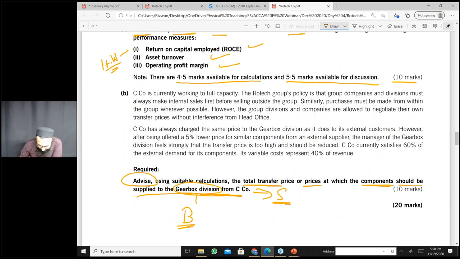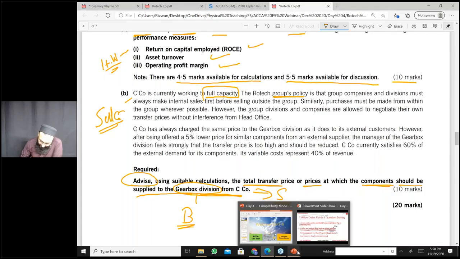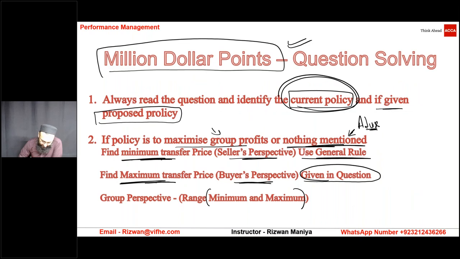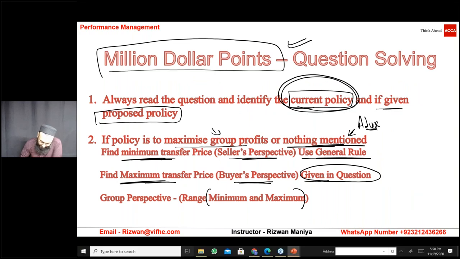Second, B. CCO is currently working to full capacity. So this is very important to note. CCO is what? Seller or a buyer? Determination of seller and buyer is extremely important, friends. So CCO is what? Seller or buyer? CCO is seller. Okay. The ROTAC group policy. Now, $1 million points did mention what? Current policy. Okay. So let's go here and see.